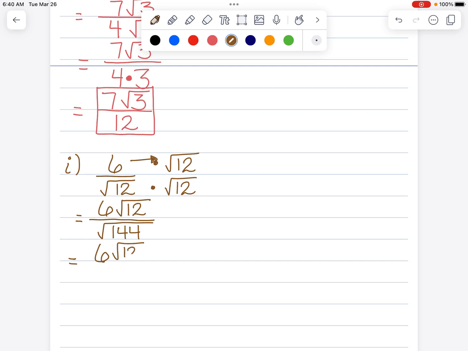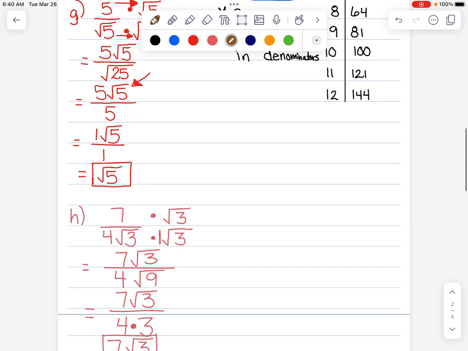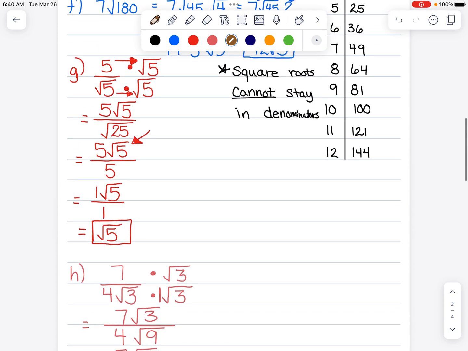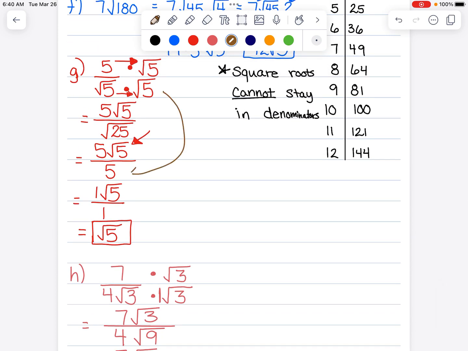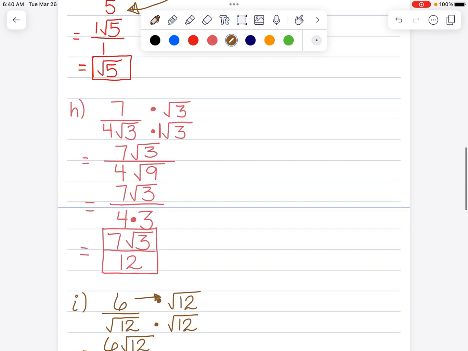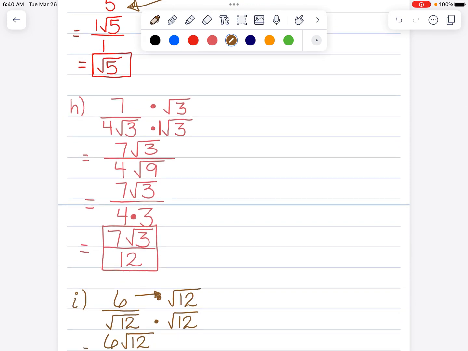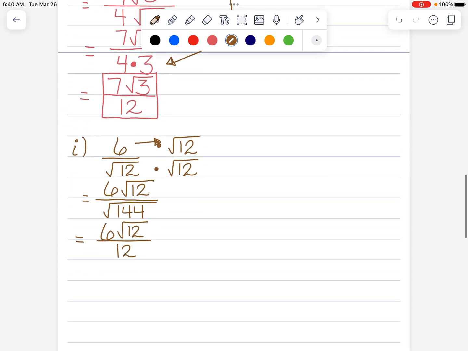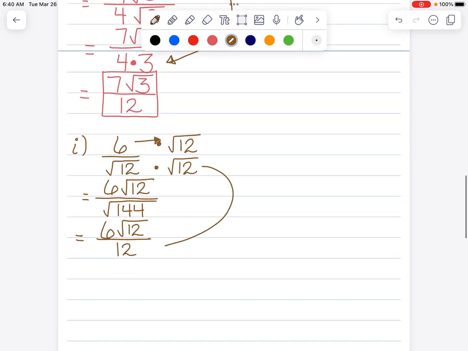And the square root of 144 does simplify. It is 12. In fact, you may have noticed that when I multiply a square root by itself, I always end up with just that number. Multiply the square root of 3 times the square root of 3, I ended up with just a 3. Multiply a square root of 12 times the square root of 12, I end up with just a 12. You are allowed to use that.